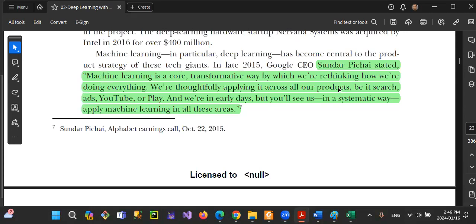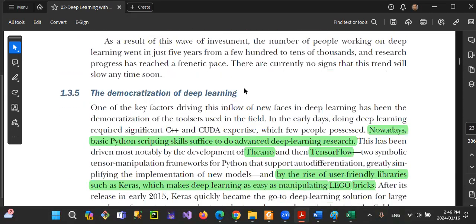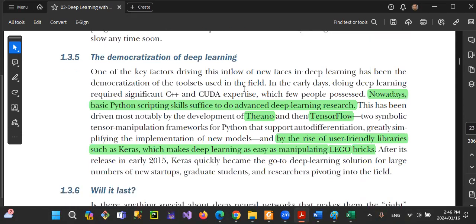Lots of investment. Long story short, we are going to see more of deep learning. Theano and TensorFlow are two libraries. We have another one, Microsoft CNTK. They are all under the umbrella of Keras.